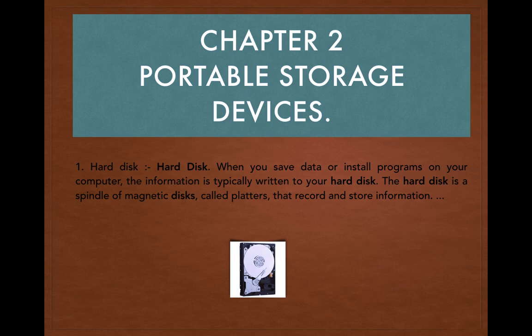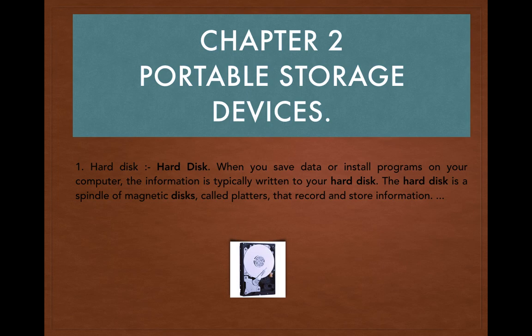Now let us see the hard disk. You can see the picture of a hard disk, the main storage medium. The hard disk is put in the CPU box. Okay, hard disk is made up of multiple disks.